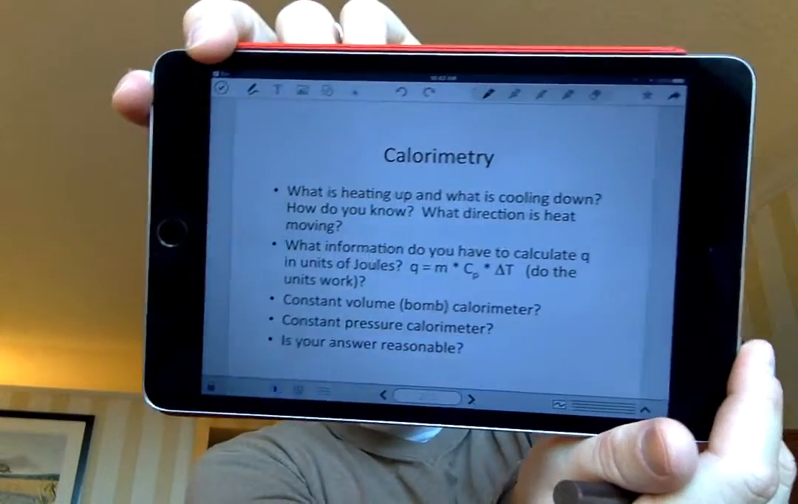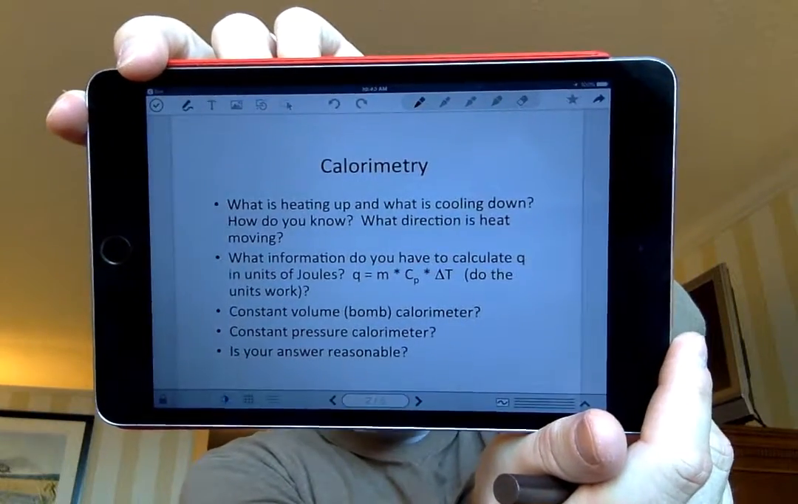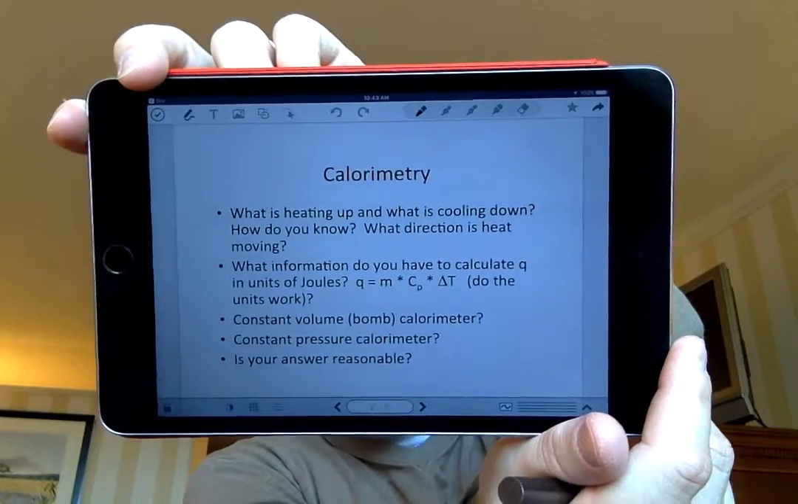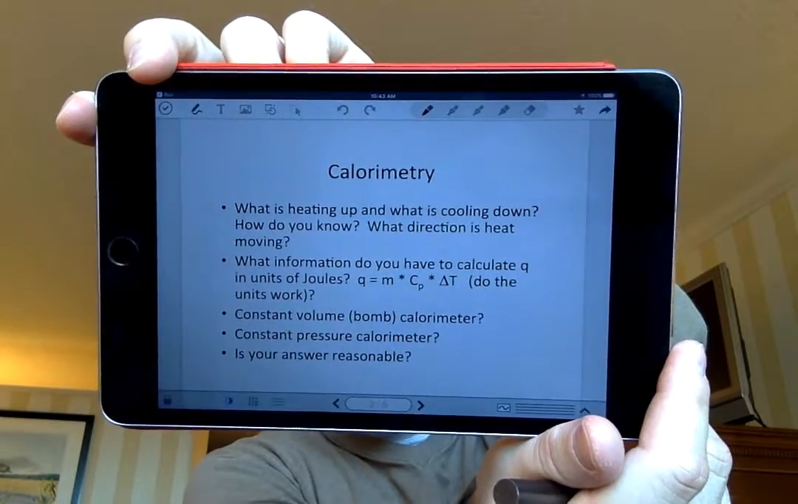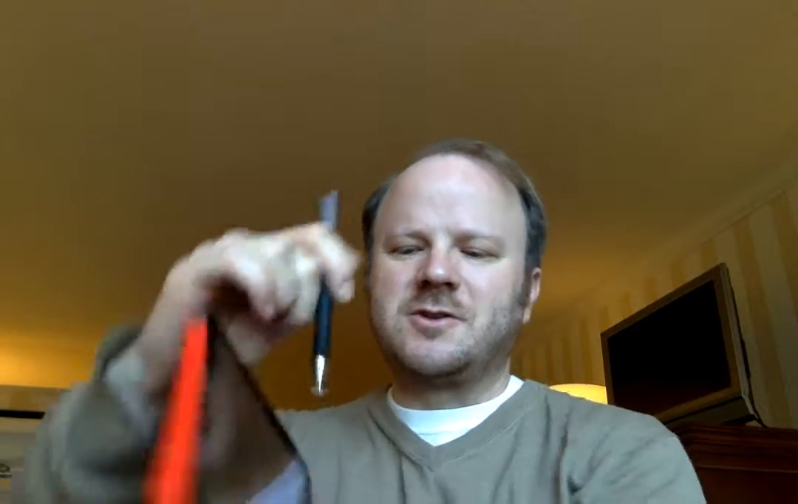For a calorimetry problem, you should think about what is heating up and what is cooling down. How do you know which is which? Well, let me get back to the slide here. How do you know what's heating up? How do you know what's cooling down? What direction is the heat moving? How is energy exchanged between the two bodies in a calorimetry problem?